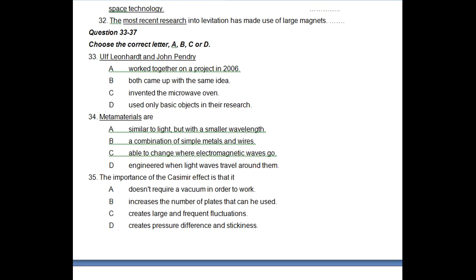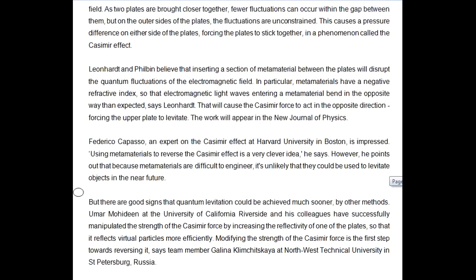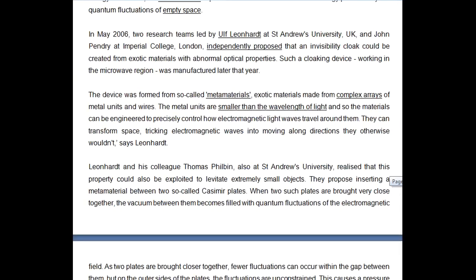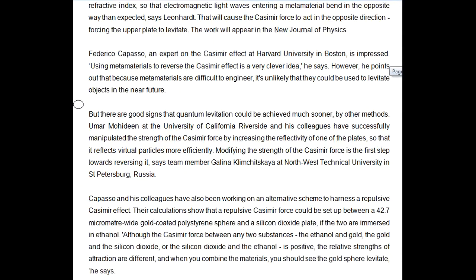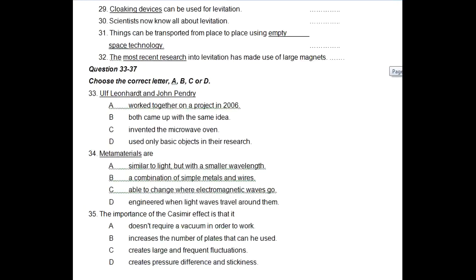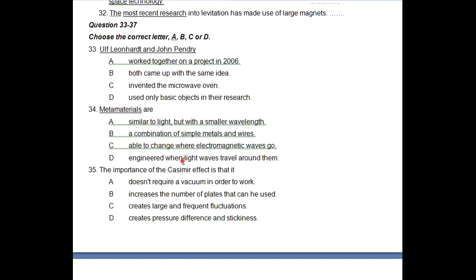So what happened first? I have to see this. Right. So the materials can be engineered to precisely control how electromagnetic light waves travel around them. Okay, so it is control for that reason, right? I got the answer now, I think. Engineered when light, no, that happens after that, so able to change where electromagnetic waves go. So number C is the correct answer, right?